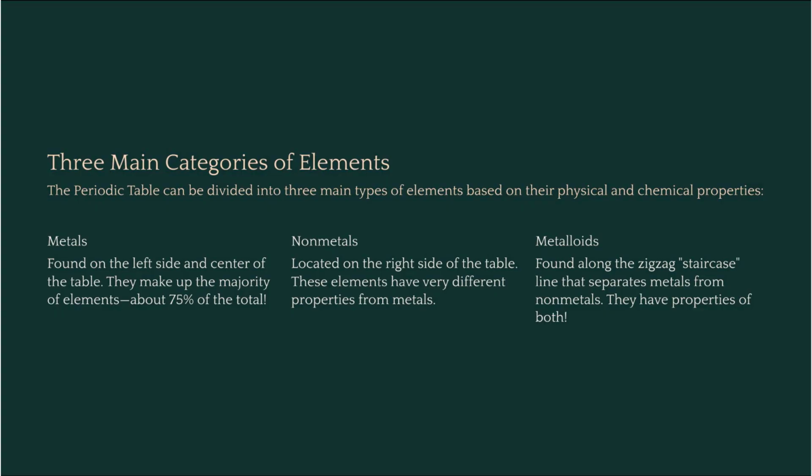To make reading the periodic table even easier, all the elements are organized into 3 big categories. The vast majority, on the left and center, are the metals. On the far right are the nonmetals. Separating them is a staircase or zigzag line of elements called the metalloids. This 3-way split helps you quickly understand the most basic properties of any element.